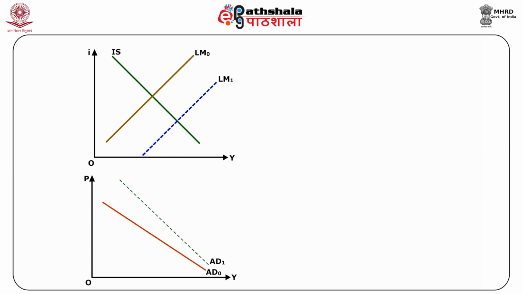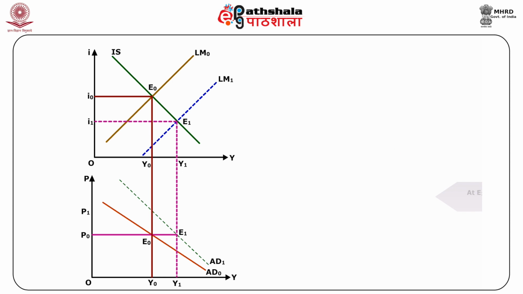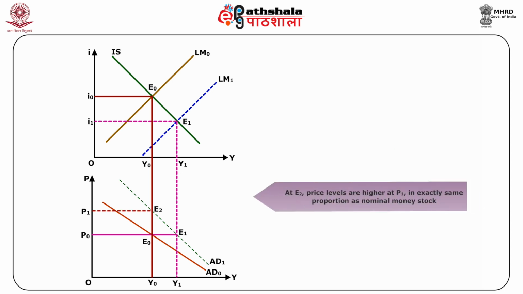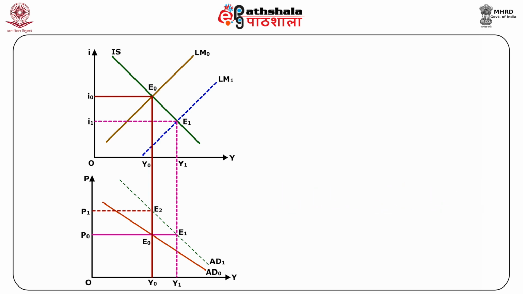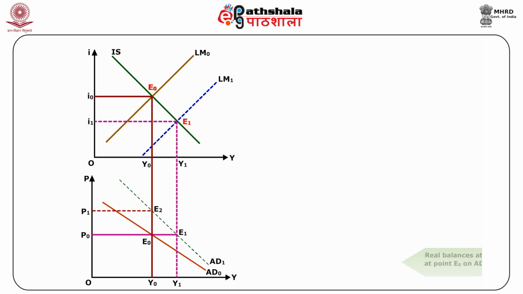Note that when money stock increases, the economy moves to the equilibrium point E1. But at E1, real balances are higher than at E0. Thus, at E2, price levels are higher at P1 in exactly the same proportion as the nominal money stock. Therefore, real balances at point E2 on AD1 are the same as real balances at point E0 on AD0, giving a proportional shift in the AD curve.